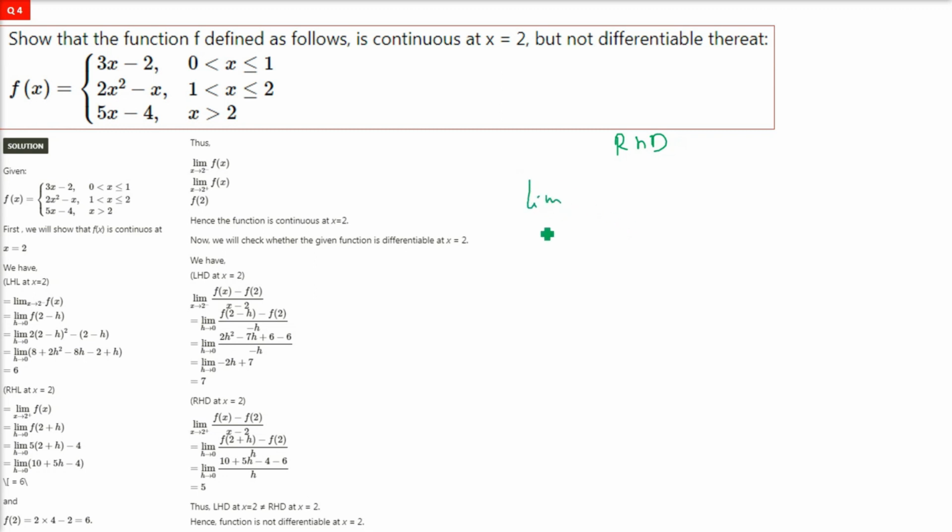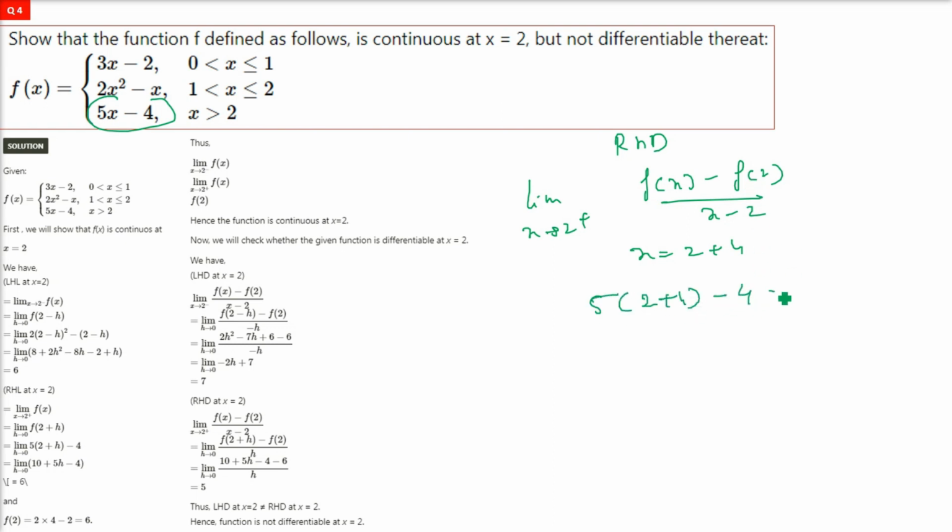So limit x tends to 2 plus, that is x equals 2 plus h, you have to write. f(x) minus f(2) divided by x minus 2, same thing. So x equals 2 plus h. Now you have to use the function f(x) equals 5x minus 4. So 5 into (2 plus h) minus 4 minus 6. Same thing here, just open this. So we just open it: 5 twos are 10 plus 5h minus 4 minus 6.